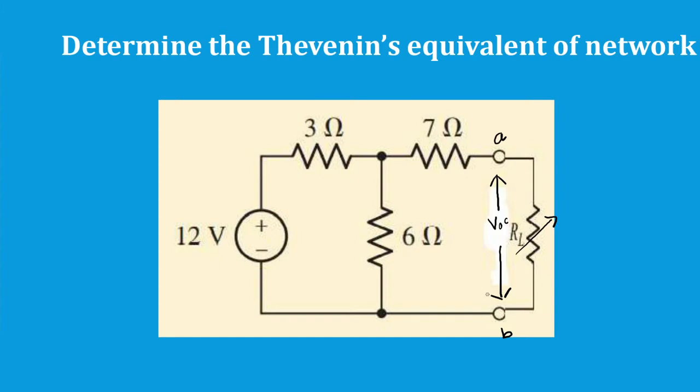Now how to find this? Very simple. When we are open circuiting this, the current flowing through this 7 ohm resistor will be 0. Yes or no? Because I'll try to draw this again here.